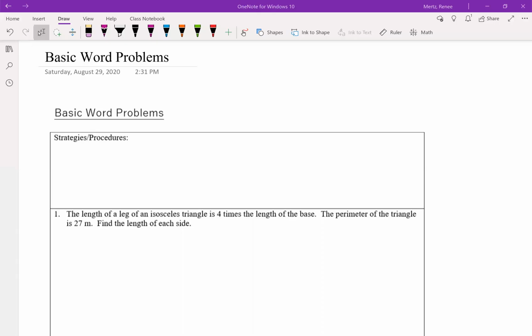Hey guys, we're going to work on some basic word problems. There's some strategies that'll make this easier for you. One of the strategies will be to draw a picture if possible.